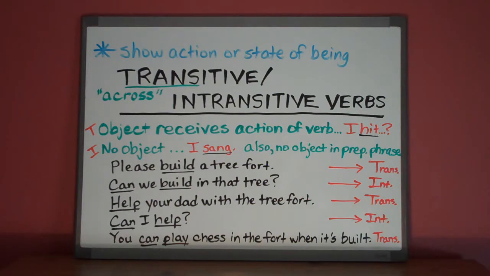Finally, let's take the verb play. You can play chess in the fort when it's finished. Here, play is a transitive verb because it has an object, chess. However, if we remove the object chess and just say, You can play in the fort when it's built, the verb play now becomes intransitive. What follows the verb phrase can play is a prepositional phrase, in the fort. Remember not to confuse objects of prepositional phrases with objects of verbs.